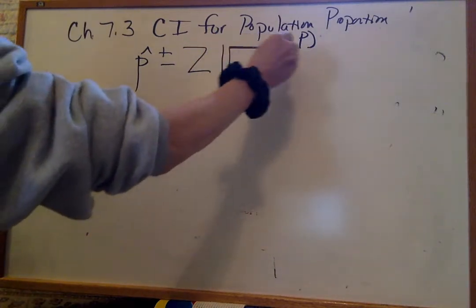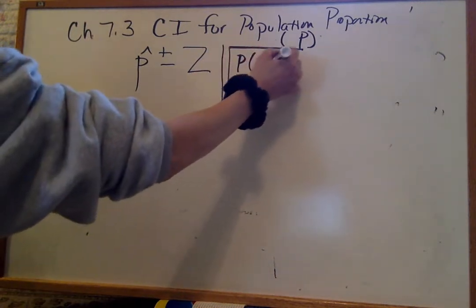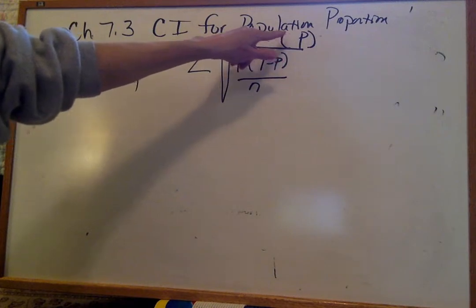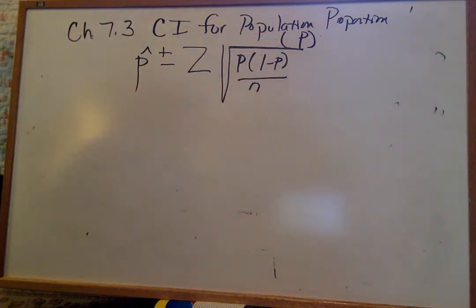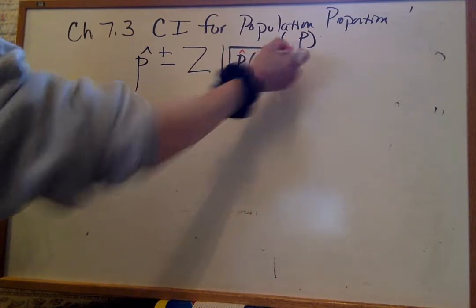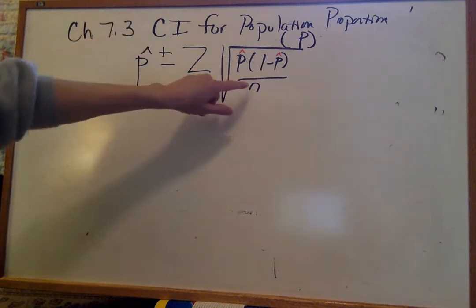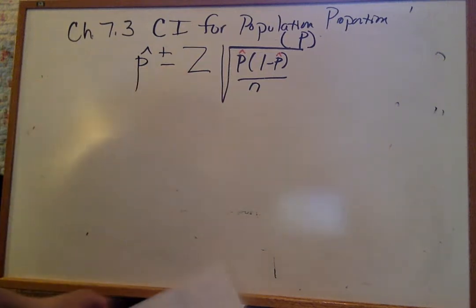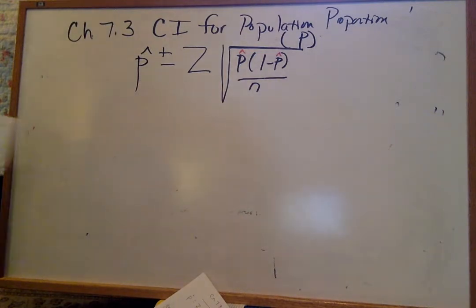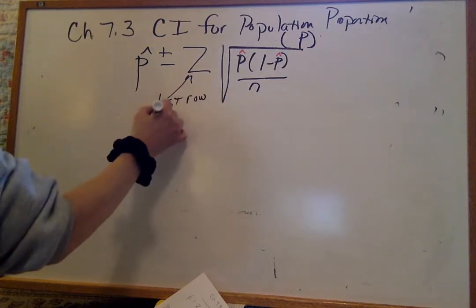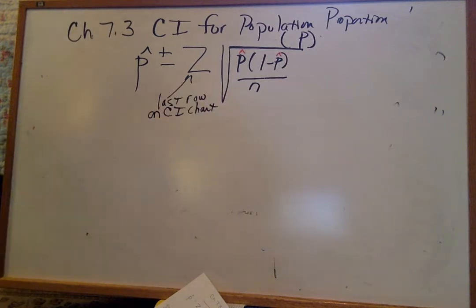Now, the standard deviation of P hat from handout 9 was this. But if we don't know what the population proportion is, how can we be using it in the formula? So we're going to have to tweak that a little bit. These are actually going to become p hats. So you can kind of tell just from looking at the formula, all you need to do is identify the p hat and the n. You'll get the z off of the CI chart, so you'll have everything you need for the setup. So this is going to be the last row on the CI chart. That's where you're going to get that from.